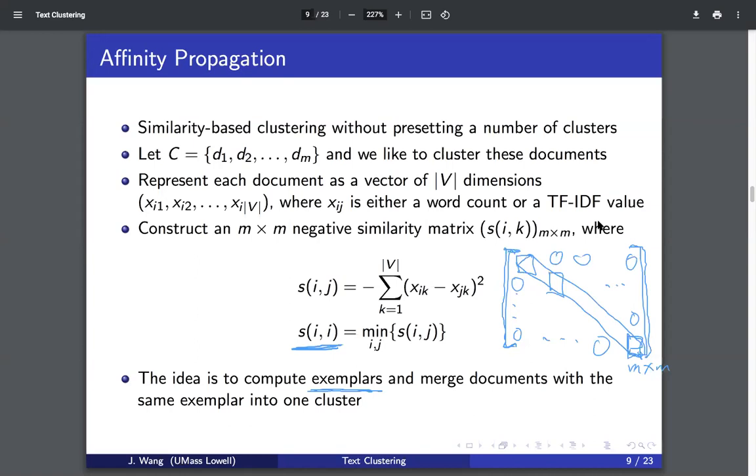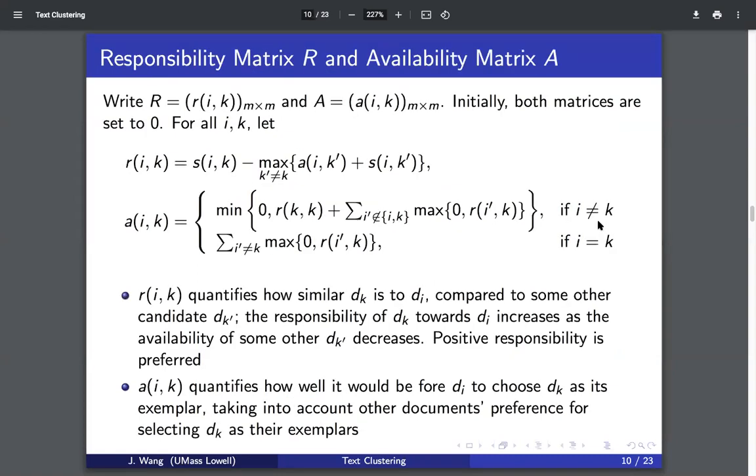So again, the idea is to compute exemplars and merge documents with the same exemplar into one cluster. Then you compute new exemplars during the next iteration and merge documents until your process converges, which means that you're not going to get a new clustering. Then you stop. That's basically the idea. Now, how do we carry out this idea? Let's first look at the algorithm, and we'll use an example to explain it.